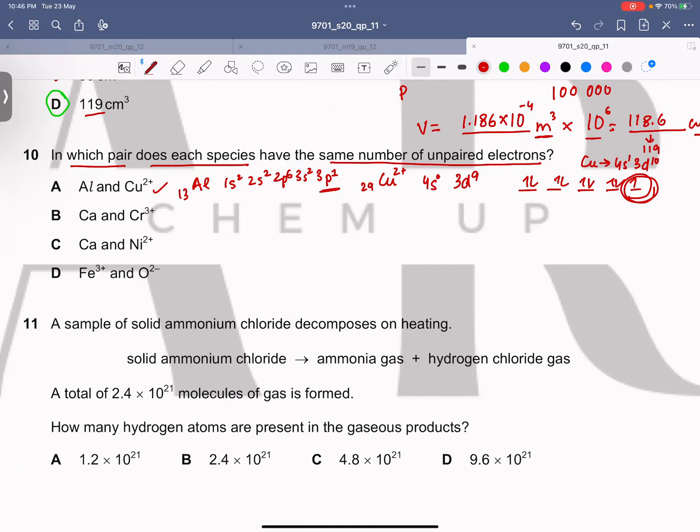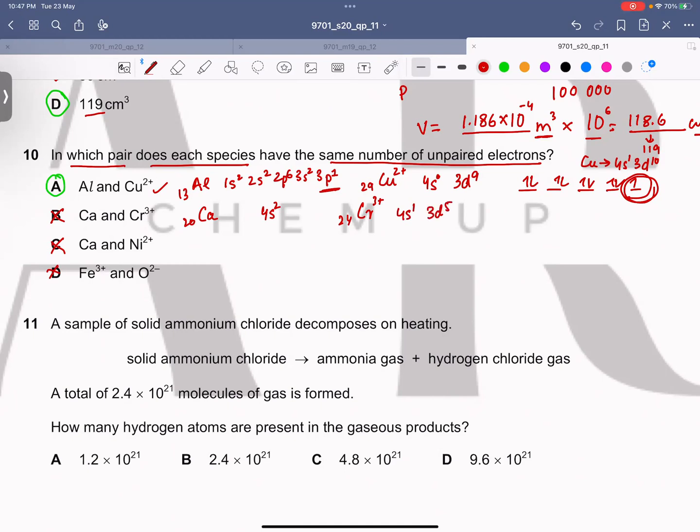Okay. So here you go. A is the correct one. You can check the rest of them, you will find them wrong. For example, if you look at calcium, calcium is 20. So calcium would normally end at 4s2, so no unpaired electrons. For chromium 3 positive, the atomic number of chromium is 24. So the chromium atom would end at 4s1, 3d5.